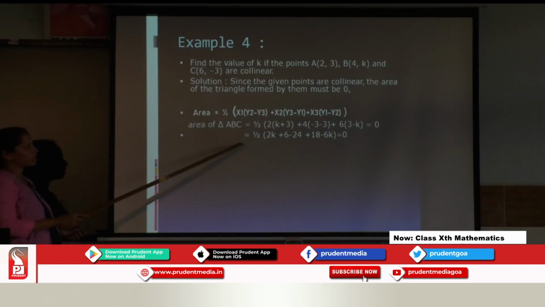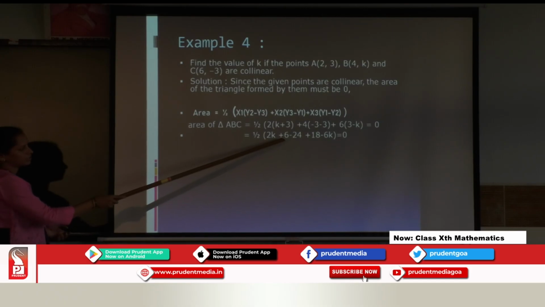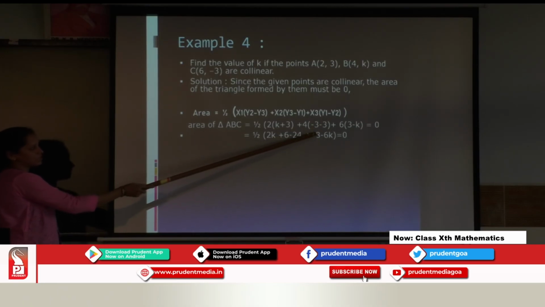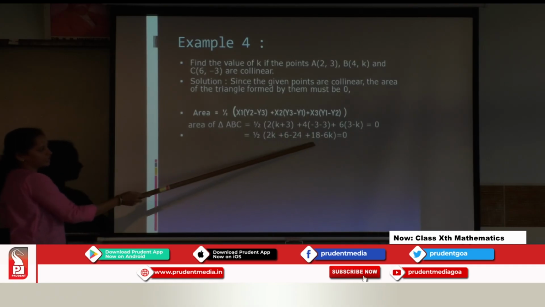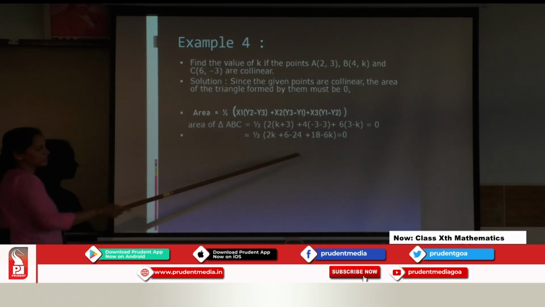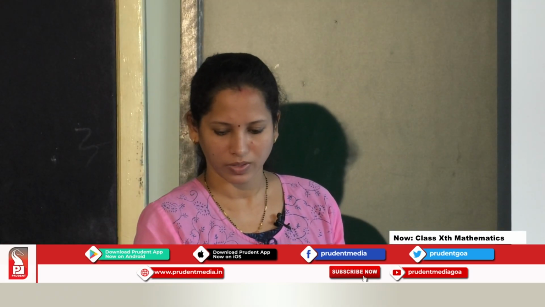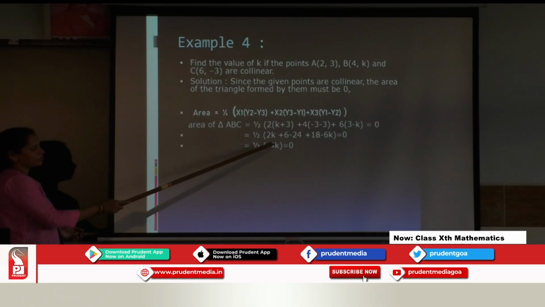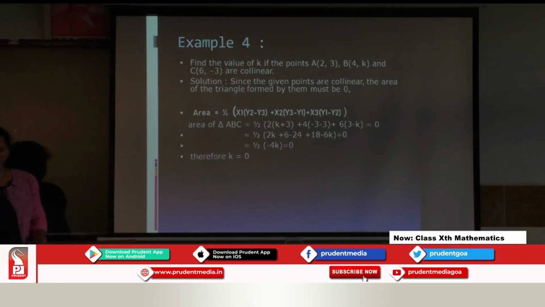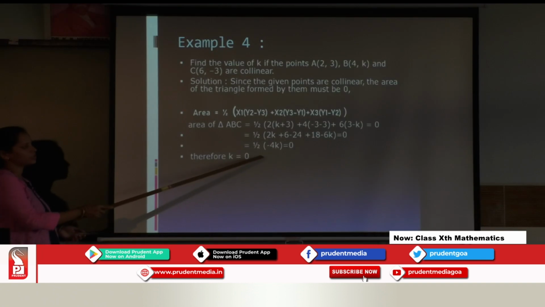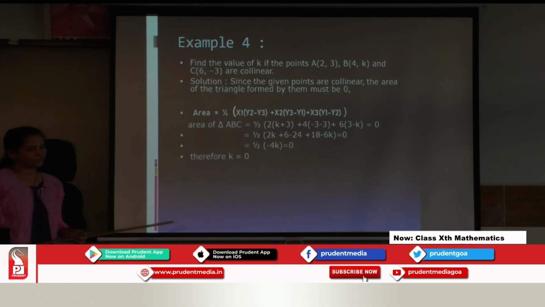So, this equals half into (2k + 6), that is 2 into k is 2k, 2 into 3 is 6, then 4 into (-3 - 3), that is 4 into -6, which is -24, plus 6 into 3 is 18, minus 6 into k is -6k, which is equal to 0. So, after solving this we will get half into -4k, which is equal to 0. Therefore, k is equal to 0. So, that is why we got k equals 0.